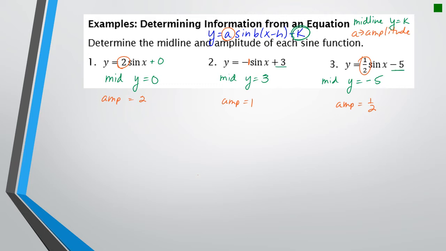So in number 1, this would represent a stretch, meaning that your graph is going to be twice as high as the parent function. And then in number 3, this would represent a shrink, which would mean that it's not going to be as tall. It's going to be shorter than your parent function.